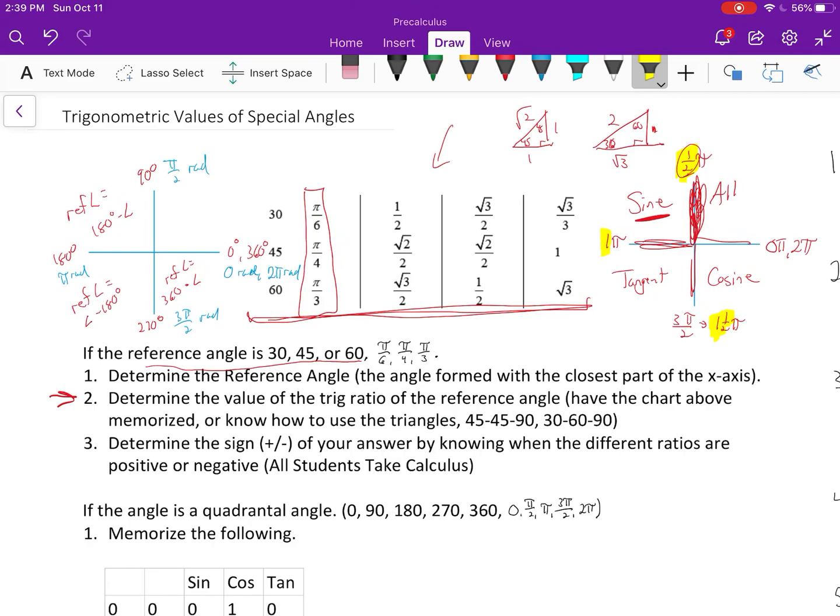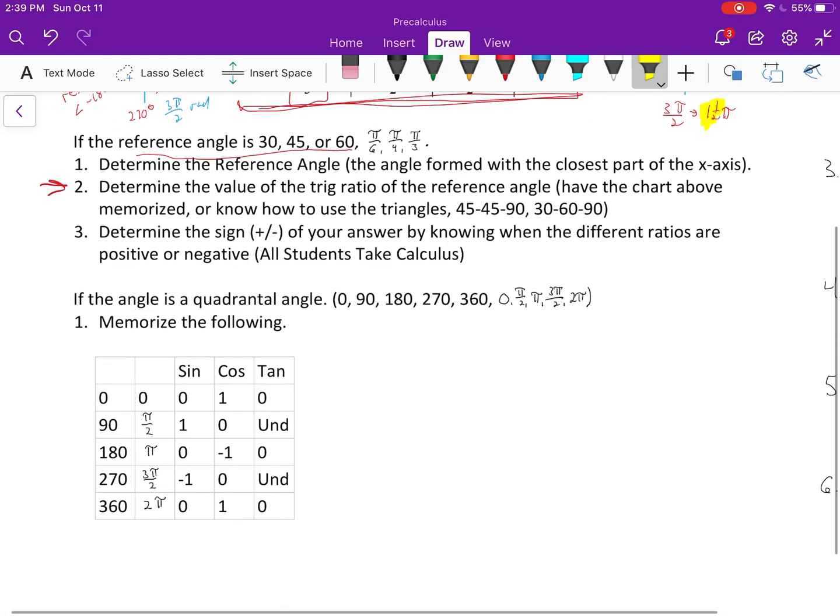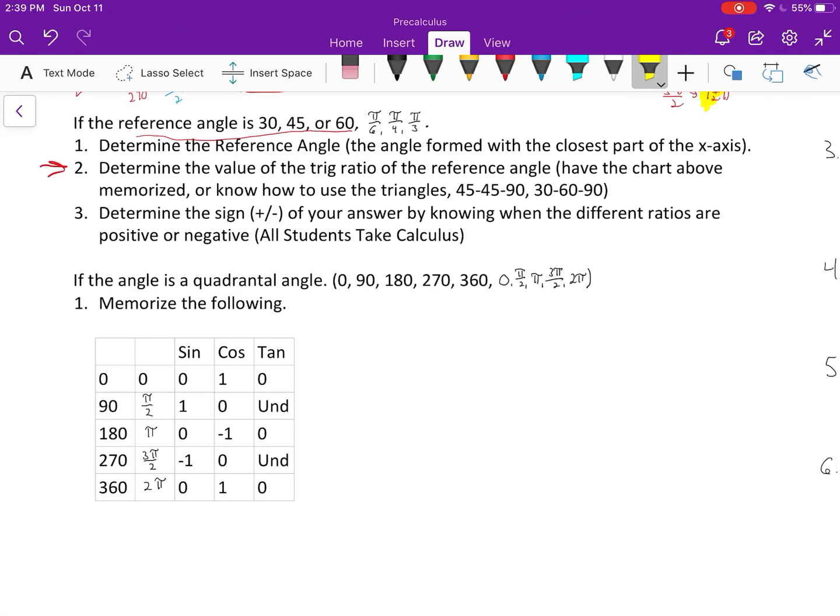So that's how I think through which quadrant I'm in when dealing with radians. So that's how you're going to work through the 30, 45, 60 and pi over 6, pi over 4, pi over 3 reference angles. And then if it's one of the other special angles called the quadrantal angles, you just need to know those. There is a pattern here for 0. It's 0, 1, 0. And then you see 0, 1, 0 again at 180 and 0, 1, 0 at 360.